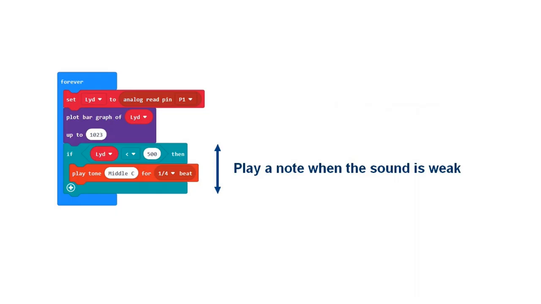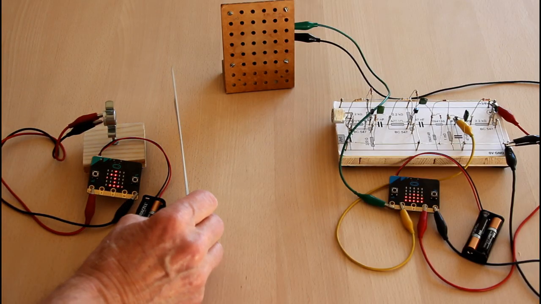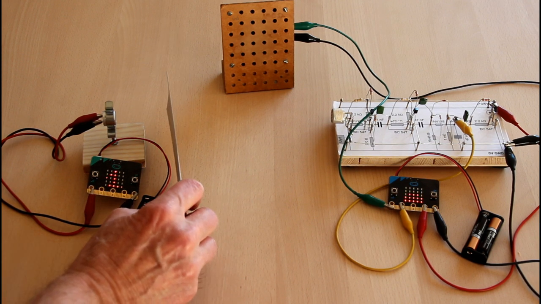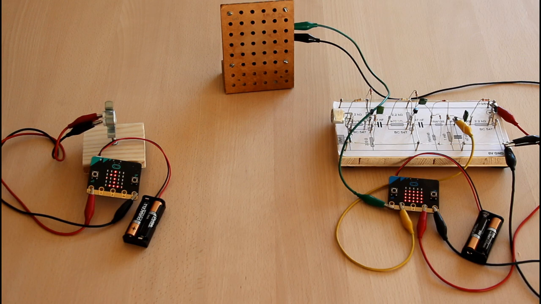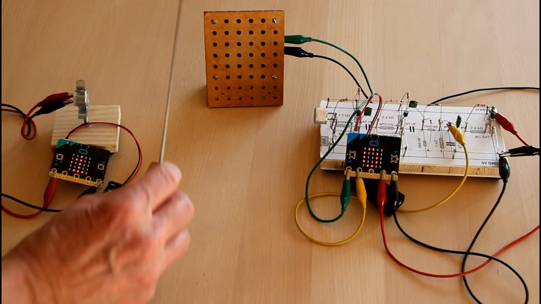Now I have made an extension to the receiver program. If the sound becomes too weak, a tone will appear. Instead of having the LED showing the receiving power, I have now made a counter that can show how many times the ultrasound is interrupted.